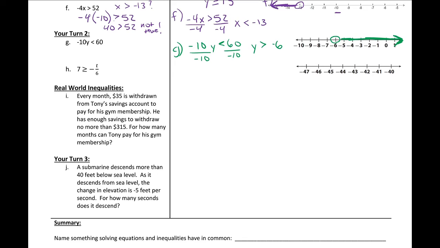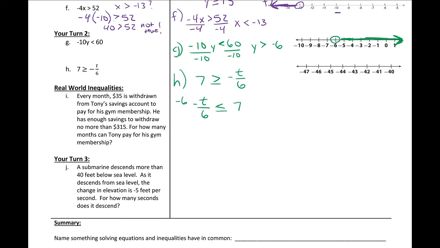Okay, and then let's look at H. We have 7 is greater than or equal to negative t divided by 6. I'm going to go ahead and flip this now, and I'm just going to rewrite this as negative t divided by 6 is less than or equal to 7. It's always nice when your variable is on the left-hand side, but remember, if you're going to flip the inequality, flip the sign too.